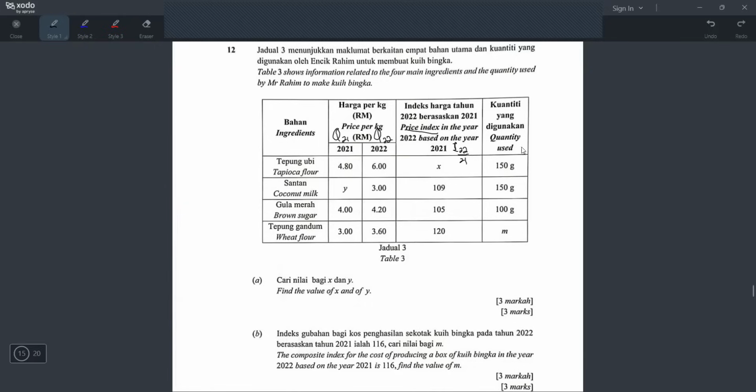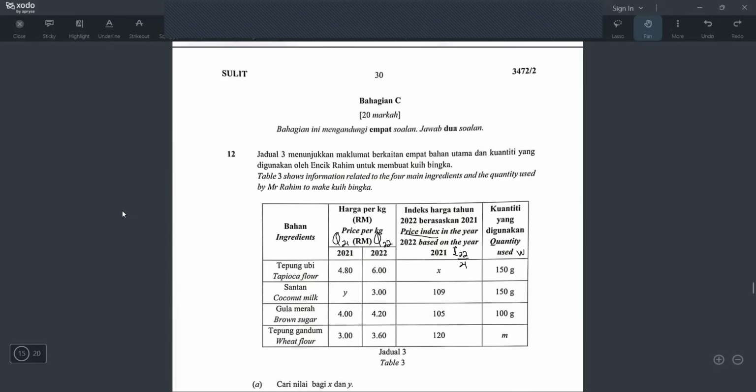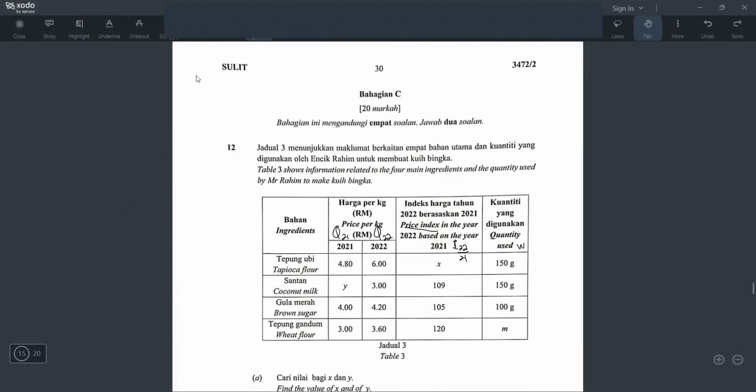And then quantity used will be the weightage. This is quantity used is like weightage, right? It's like ratio. So ratio means weightage, all right? And then they say find the value of x and y. This one's so easy. So how to find x and y? I'll just do it up here lah. All right, x and y.